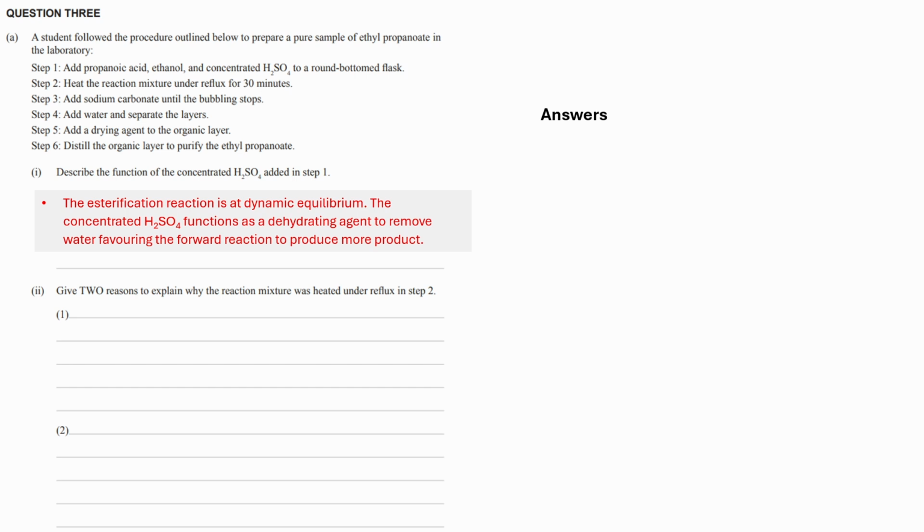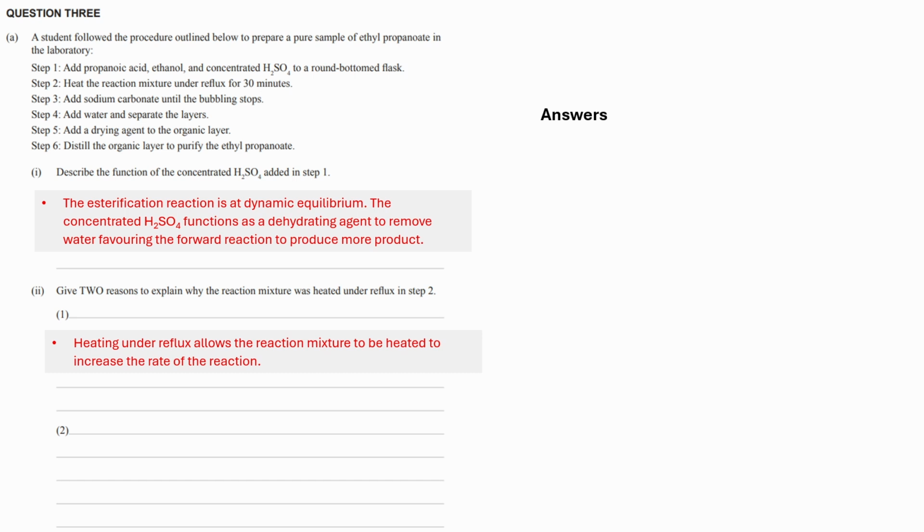So any of the reactants or products that have evaporated or boiled, vaporized, are then, as they go up the condenser, cooled back down and condensed back into liquids and fall back into the mixture and keep reacting until they're turned into product. So heating under reflux allows 2 reasons.